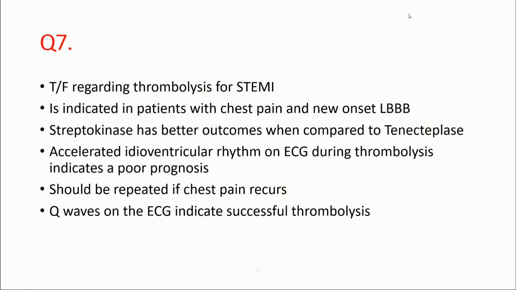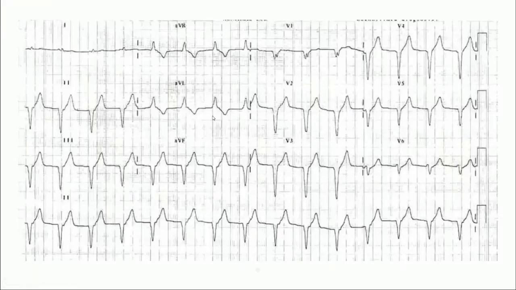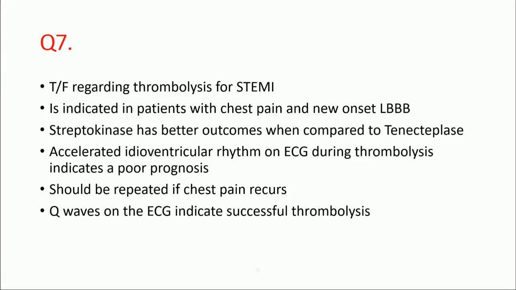Okay. Question number 7. Thrombolysis for STEMI is indicated in patients with chest pain and new onset left bundle branch block. From your acute medicine classes, you will remember that new onset left bundle branch block in a setting of chest pain is a STEMI equivalent, right? So that is indicated.